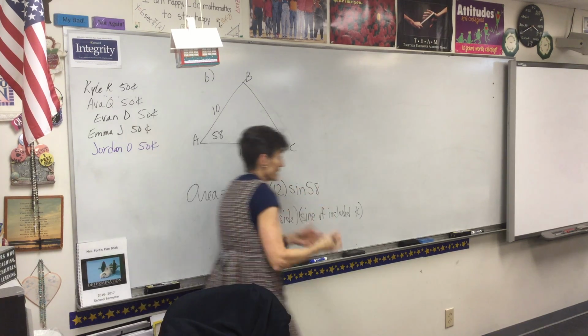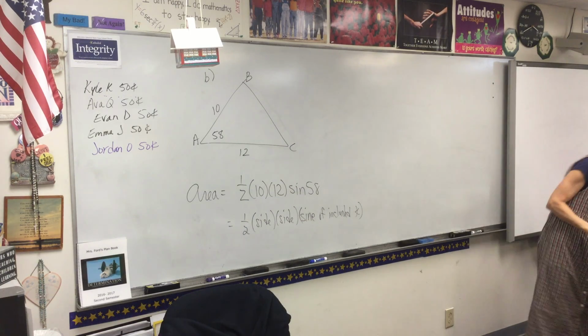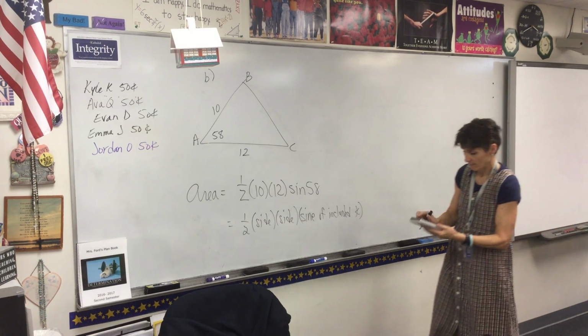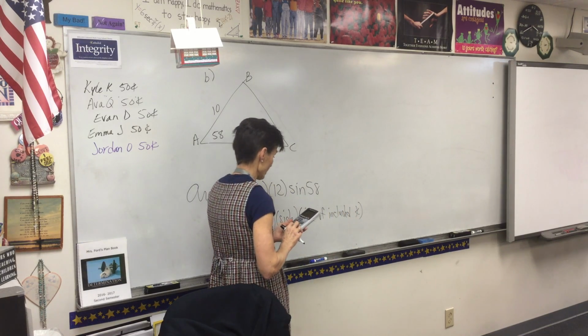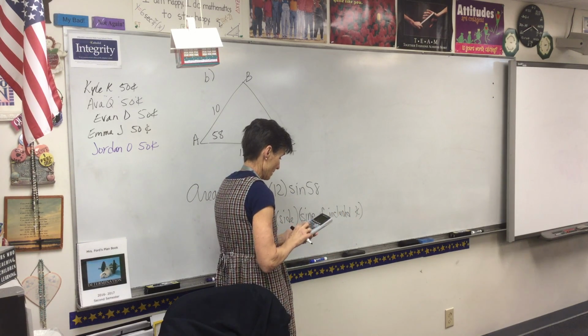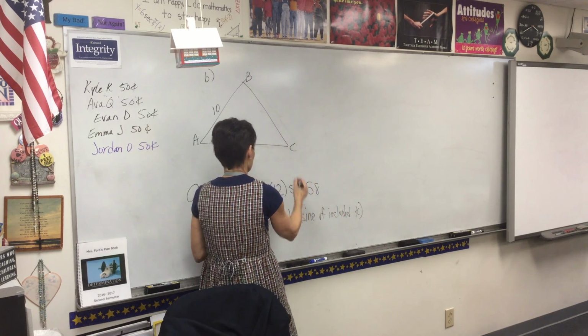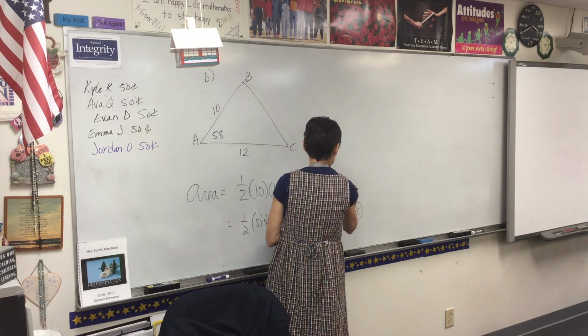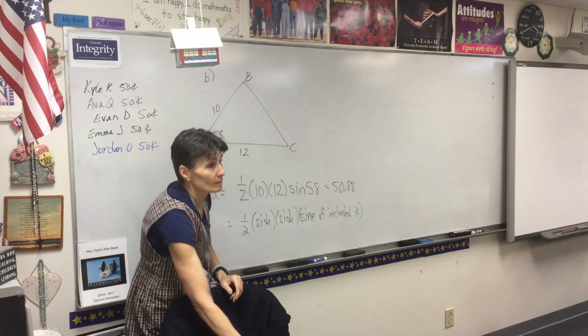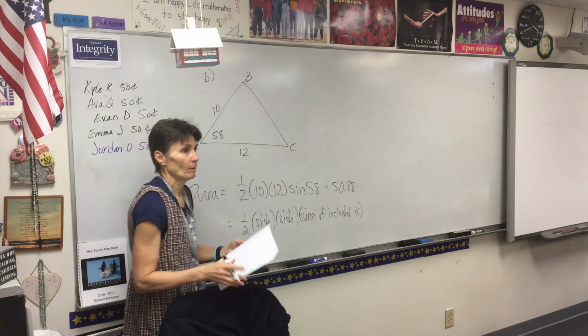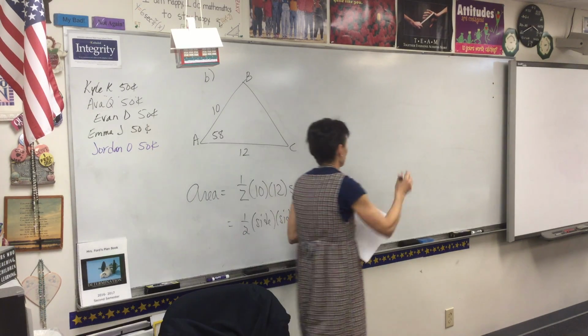So I just type that in. That's my answer, folks. Let's round it off to the nearest hundredth, and we're ready to move on. So 1/2 times 10 times 12 times sine 58. The area of that triangle is 50.88. Everybody okay? Super simple.